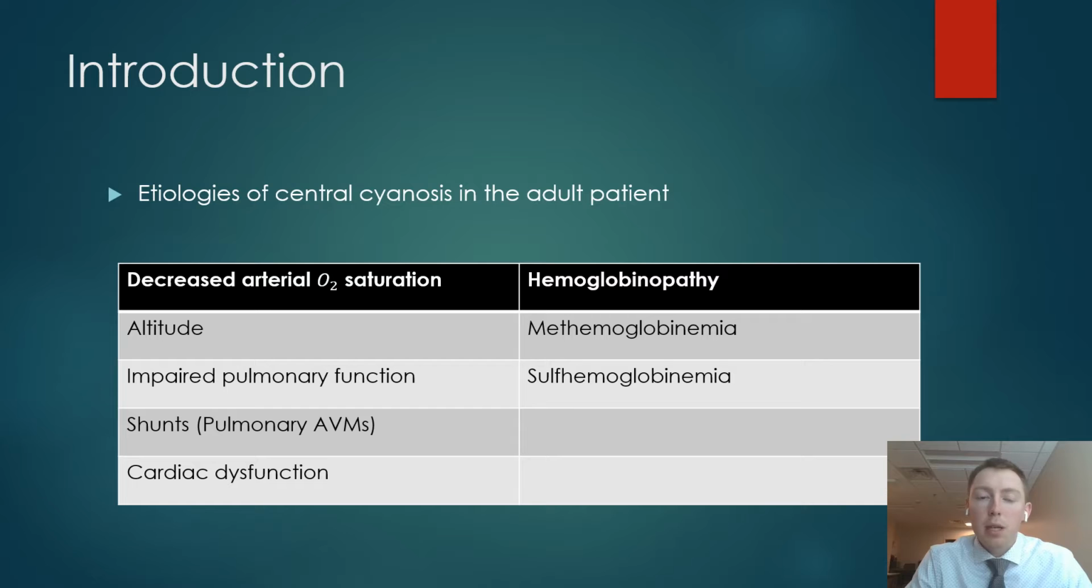In this slide, I have the causes of central cyanosis. I have them separated into two broad categories, one being those that are associated with reduced oxygen saturations, which include cardiac, respiratory dysfunction, as well as that associated with altitude. And in the other column, I have the two hemoglobinopathies that we'll dive into further throughout the presentation. Those are methemoglobinemia and sulfhemoglobinemia.